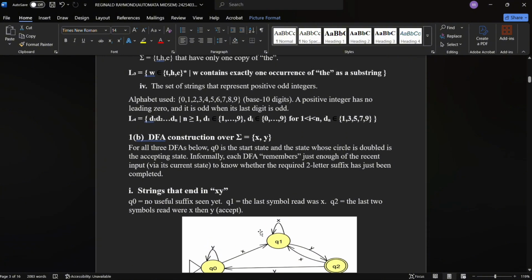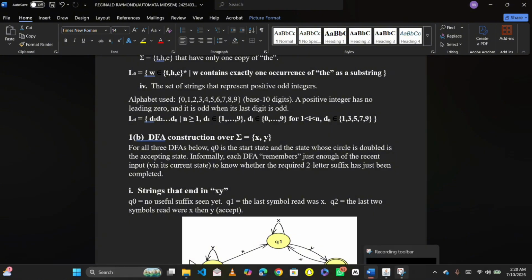In JFLAP, open a new workspace. For each one, I use the same idea. One state remembers nothing useful yet. The second state remembers I just saw the first letter I need. And the accepting state means the last two letters matched exactly what I needed. The start state and then the final state. Then I tested it under multiple run and typed a few strings that should be accepted. So moving on to JFLAP.